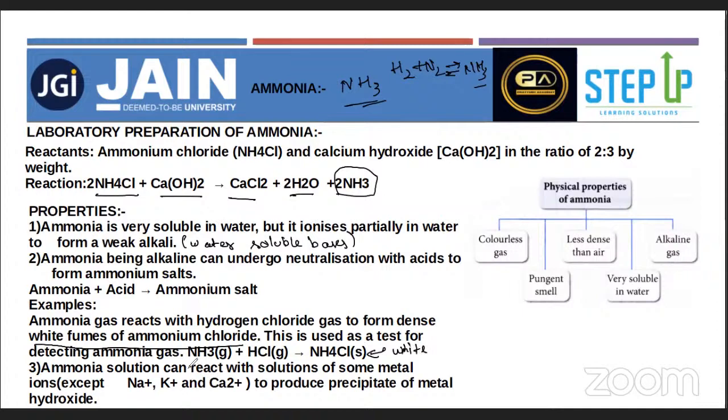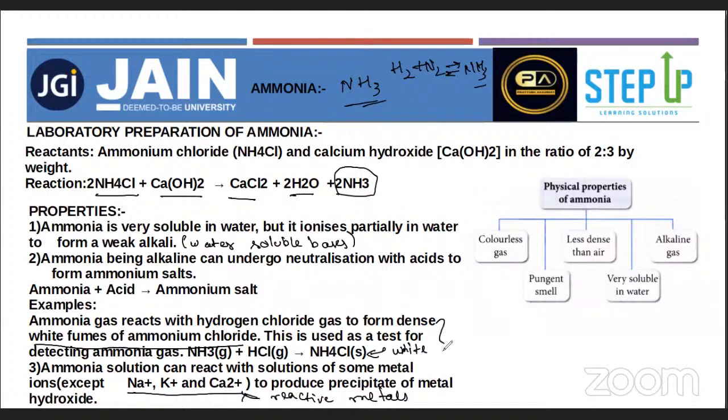Okay. Ammonia solution can react with solutions of some metals, except it cannot react with Na+, K+ and Ca2+. These are very reactive metals. Now, for example, we have Mn+. It will react with n moles of OH- to form metal hydroxide. Whatever number is there here, that number will come on this. So ammonia solution can react with solutions of some metal ions to form this.